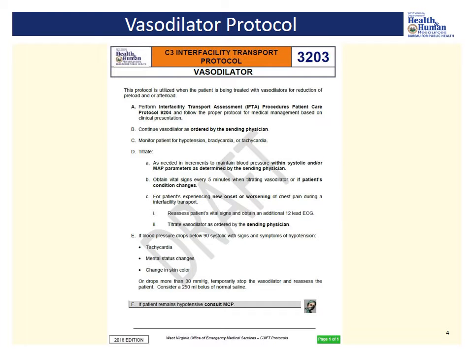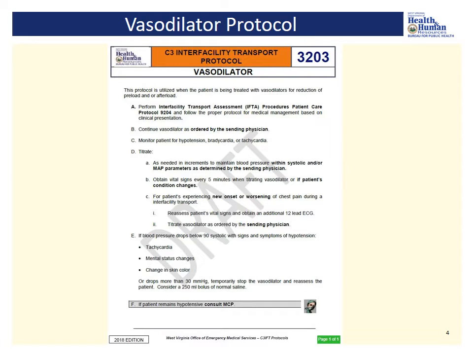C3 Interfacility Transport Protocol 3203 Vasodilator. This protocol is utilized when the patient is being treated with vasodilator for a reduction of preload or afterload. A. Perform interfacility transport assessment, procedure, patient care protocol 9204, and follow the proper protocol for medical management based on clinical presentation. B. Continue vasodilator as ordered by the sending physician.